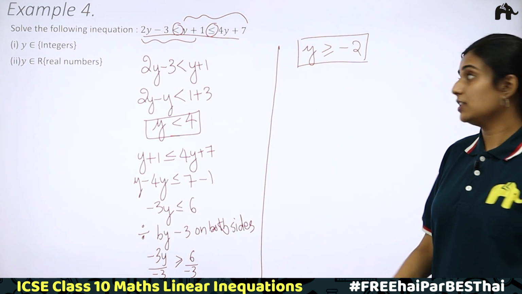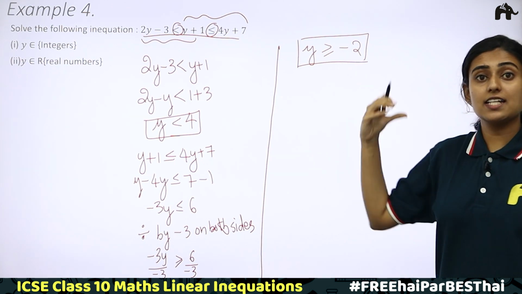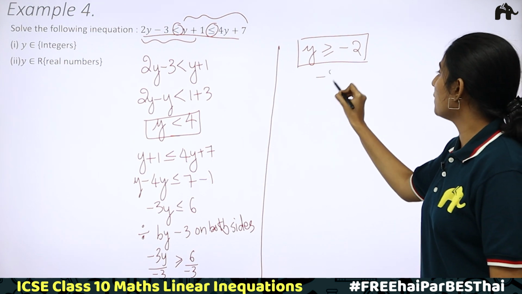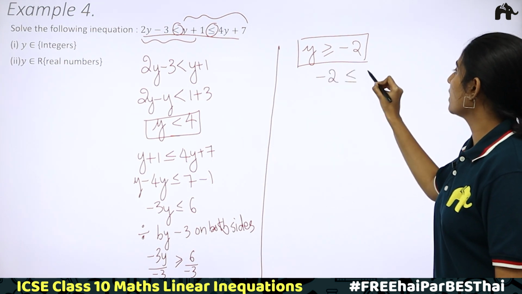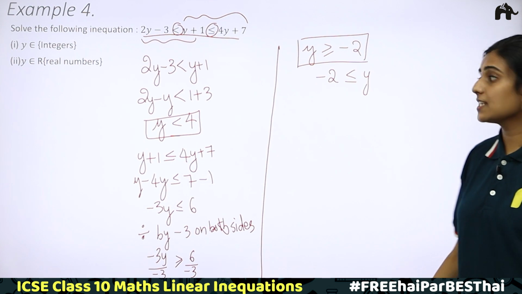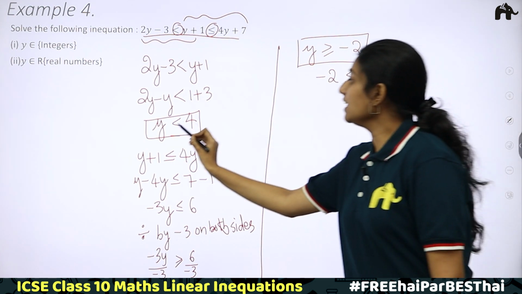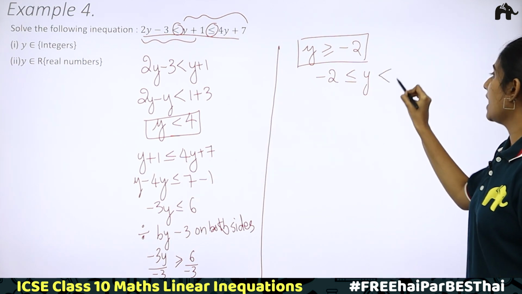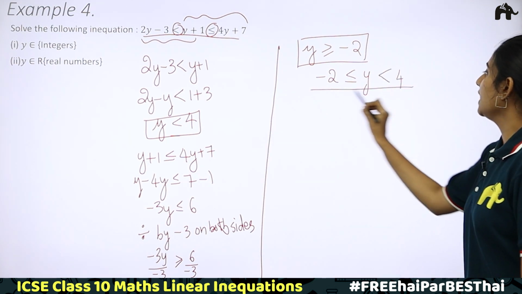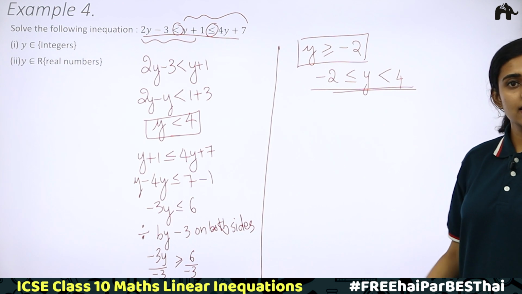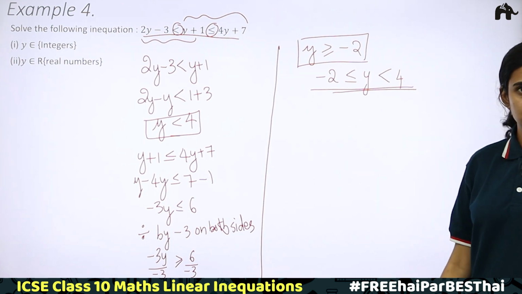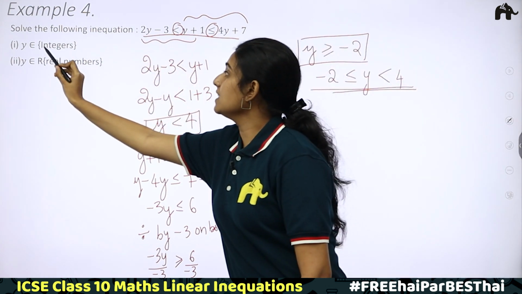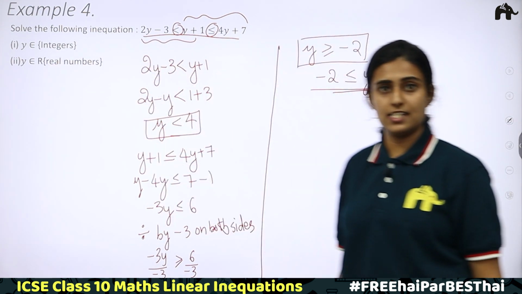From this we understood that y is a number that is greater than or equal to minus 2. That is, minus 2 less than or equal to y. Yes? And also y is a number that is less than 4. Y is less than 4. This is our final inequality for y. Clear?